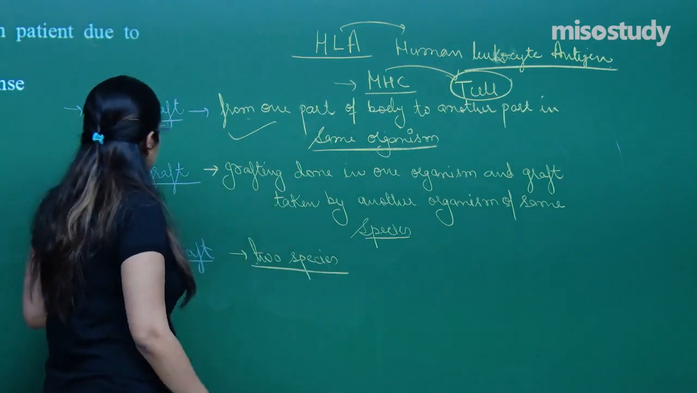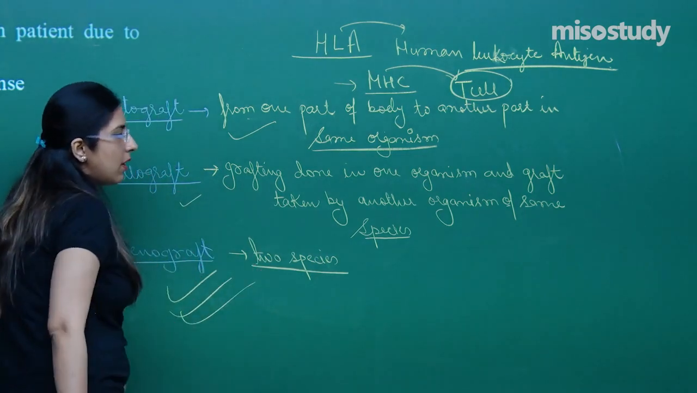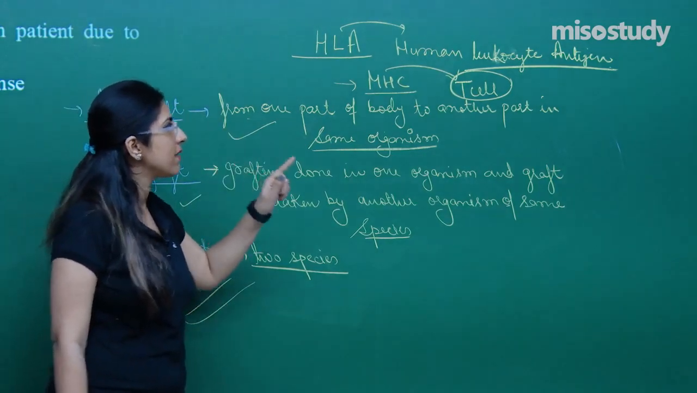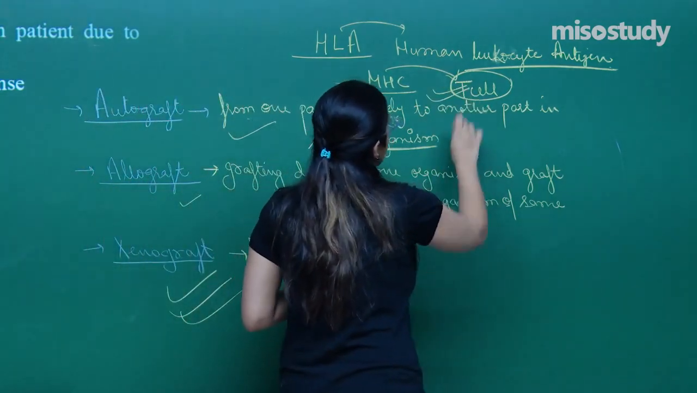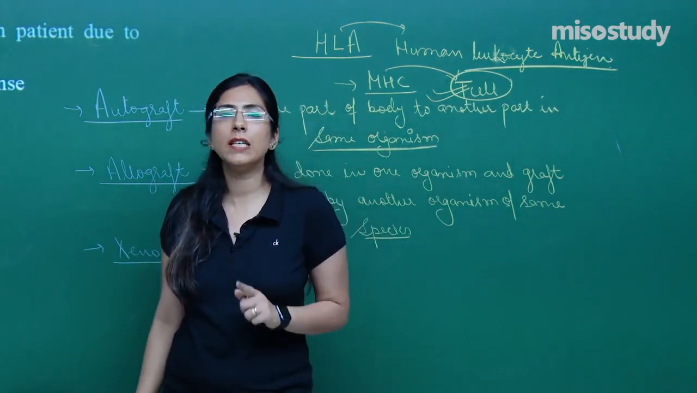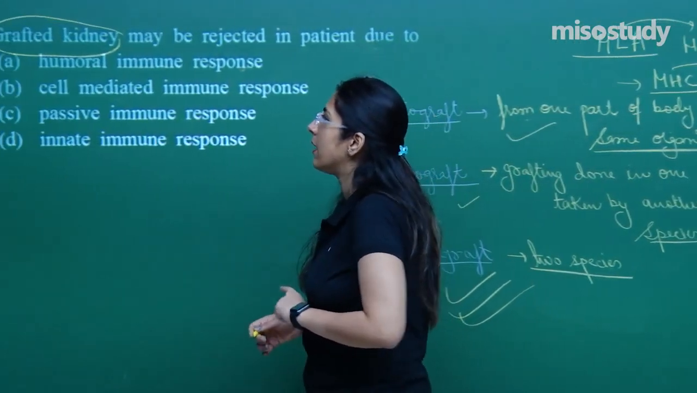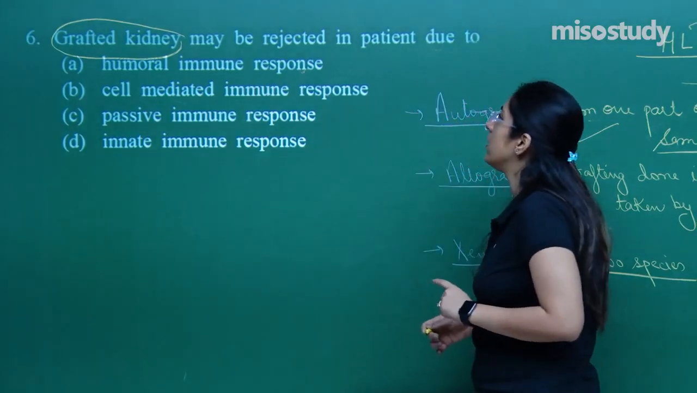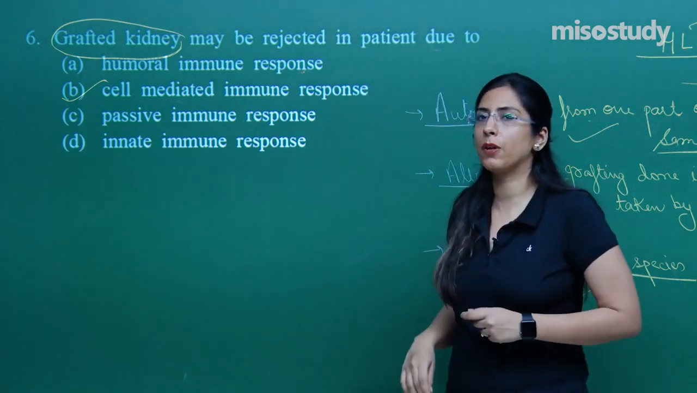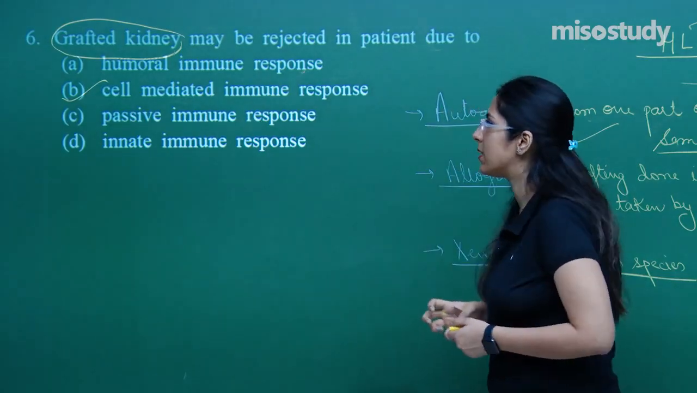So, when we talk about graft rejection, the chances are more in this case, and in this case the chances are most, as the graft is between two different species. So this is the whole process, and basically the T cell plays a very important role when graft rejection is considered. And we know that T cells come under cell mediated immunity. Now come to this side. They are asking about the grafted kidney that may be rejected in patients due to cell mediated immune response. Hope this question is clear to you, because T cells are associated with it, and T cells belong to the cell mediated immune response.